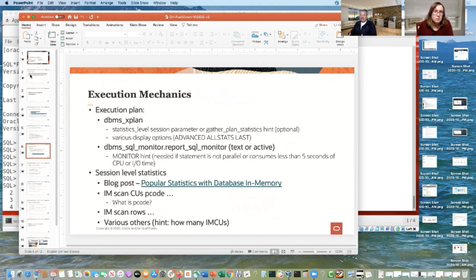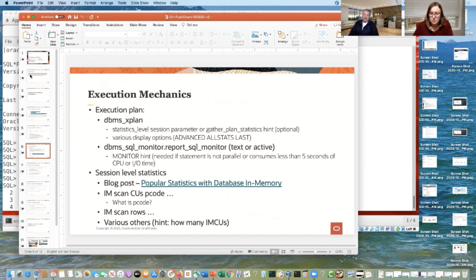And some mechanics here, execution plans. Some of the pushdowns, and I'll show you some execution plans, will show you if, for instance, filter predicates were pushed into the scan, if the optimizer decided that would make sense. You can use DBMS_XPLAN, which is what I'll show you today, or SQL Monitor Active Reports, or DBMS_SQLTUNE.REPORT_SQL_MONITOR. You can use the text version as well. That does sometimes require the monitor hint if your query is too fast.